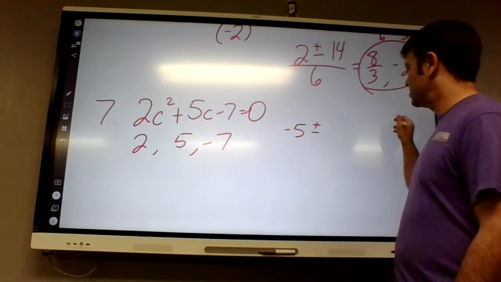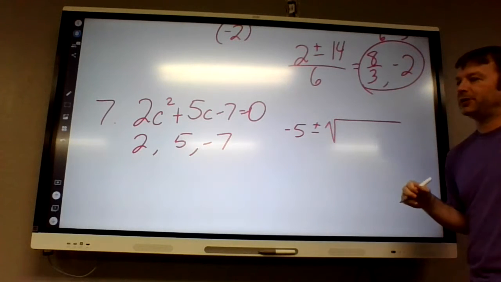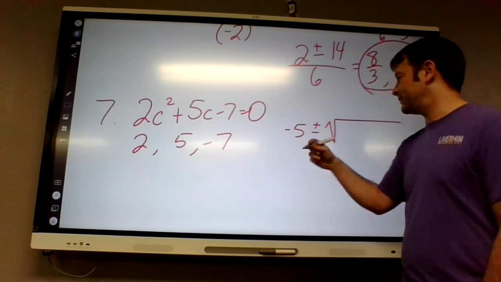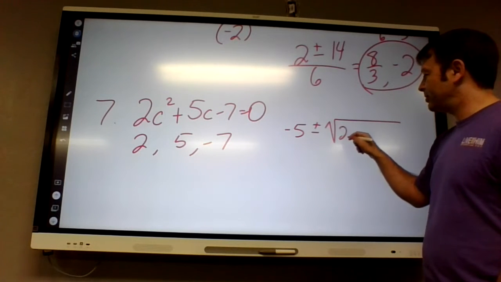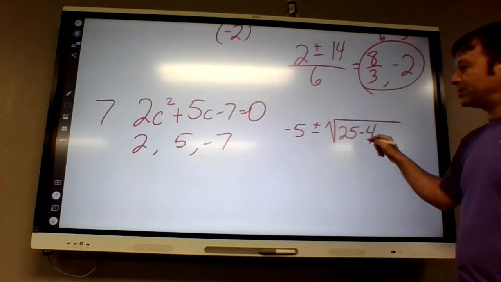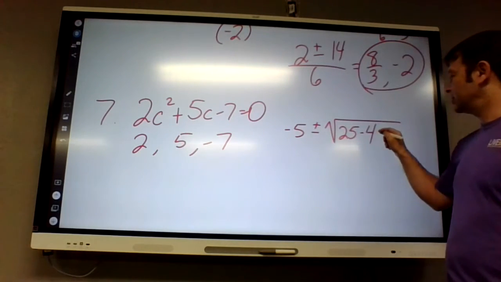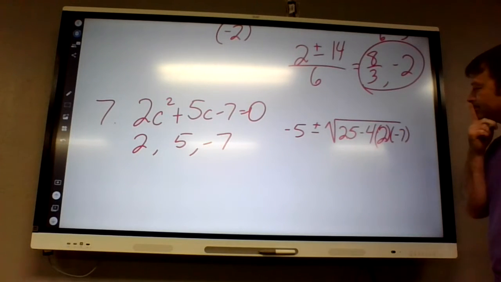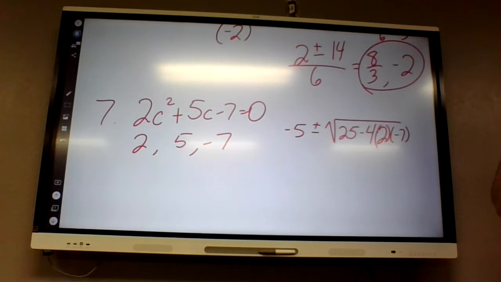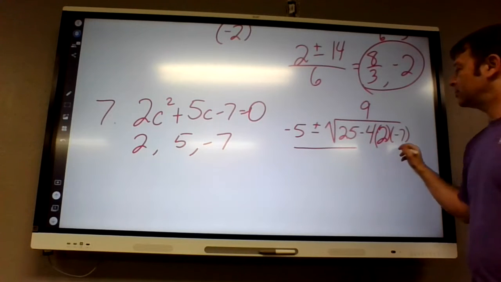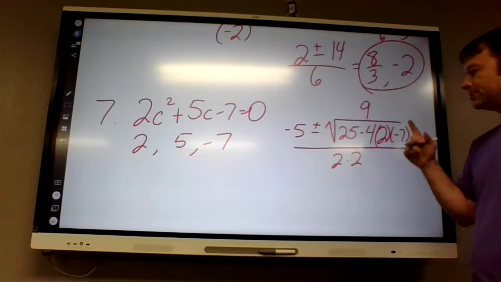2 is the A. Square root of, you're thinking the last problem probably. B squared is 5 squared. You could write down 5 squared, or you can just say, well, I know 5 squared is 25, minus 4 times A times C. It's 25 plus 56 is 81, so square root of 81 is 9. Over 2a, 2 times 2.